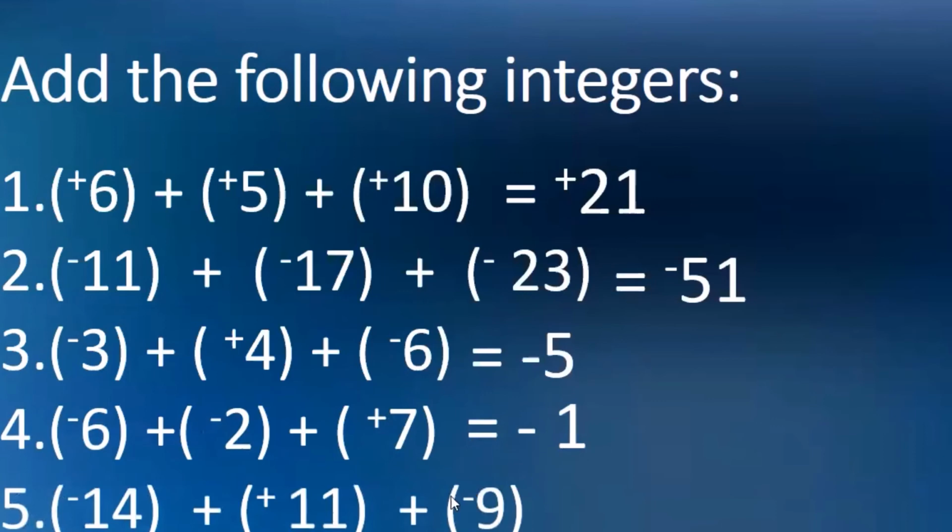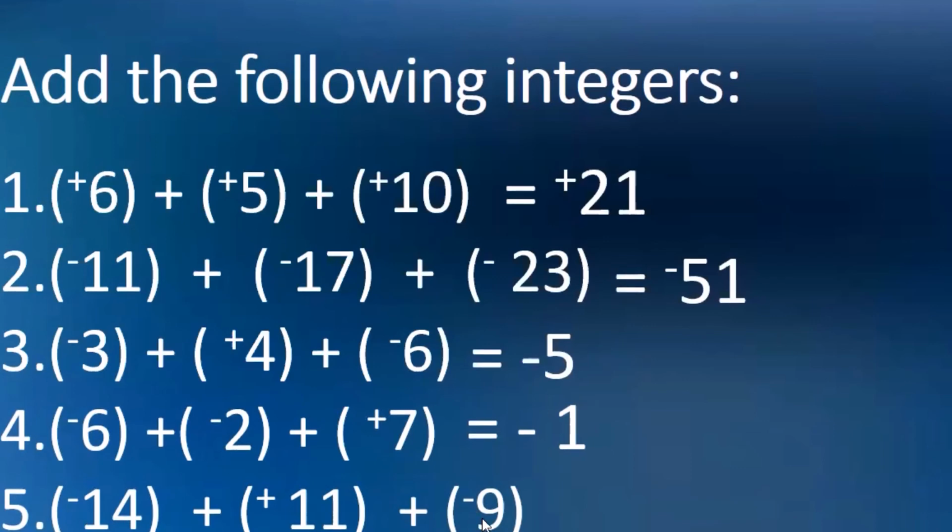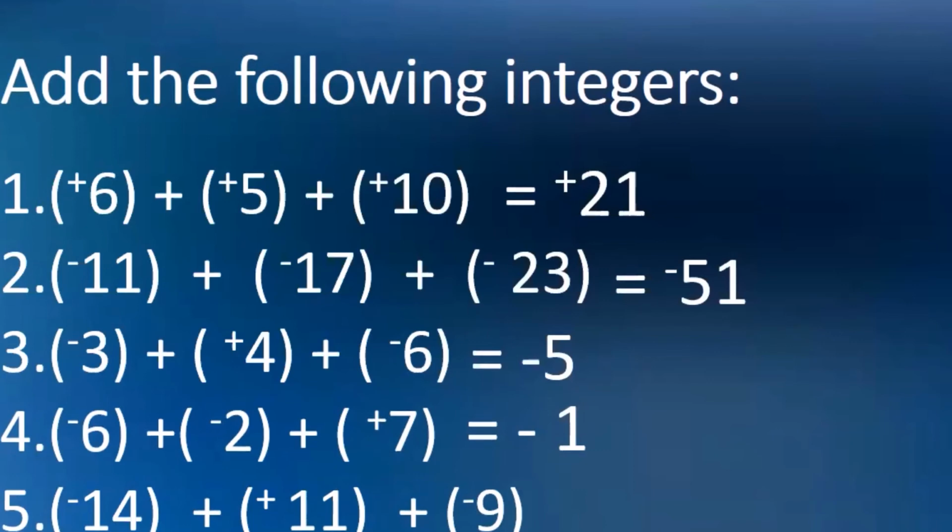And last number, negative 14 plus positive 11 plus negative 9. Again, negative 9 and negative 14 are the same. We add the two. Negative 14 plus negative 9 is equal to negative 23. Then negative 23 plus 11, 23 minus 11 is 12. So therefore, its sign is negative, it is equal to negative 12.